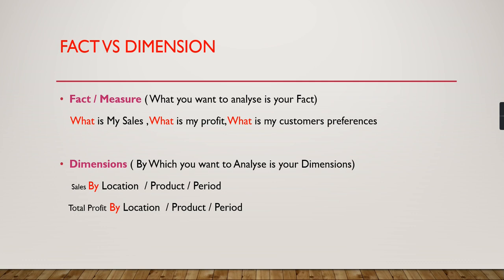This should be stored in a dedicated table. If you consider location, it should be stored in a location dimension table, and product should be stored in a different table. So each dimension should be stored separately, and all these dimensions are connected to your fact table along with the measures. This is what your fact and dimension definition is.